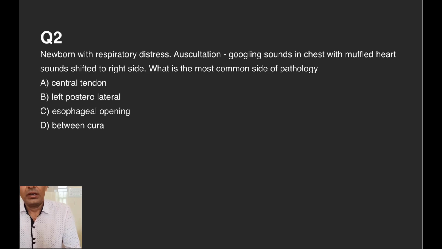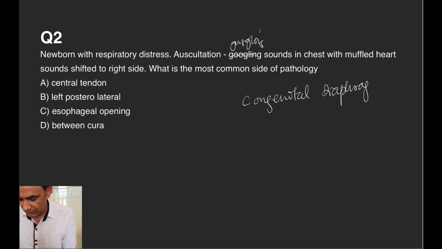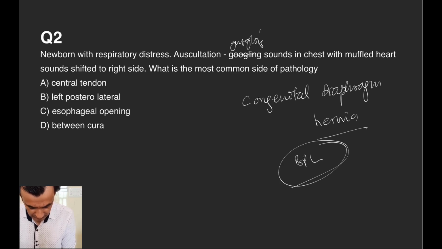Question number 2. A newborn with respiratory distress presented in OPD. On auscultation, gurgling sound in chest and muffled heart sound shifted to the right side was heard, and asked what is the most common side of pathology. So the diagnosis here is congenital diaphragmatic hernia, most common variety is Bochdalek. Bochdalek is in the BPL mnemonic, you have read posterior lateral. So left posterior lateral is the answer.